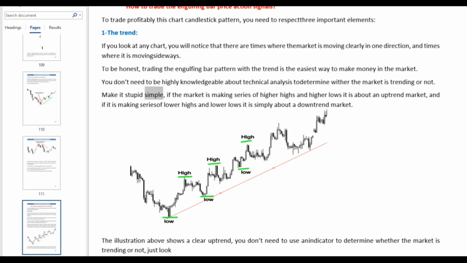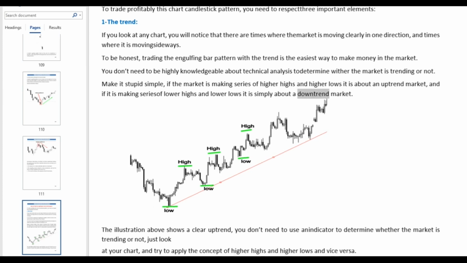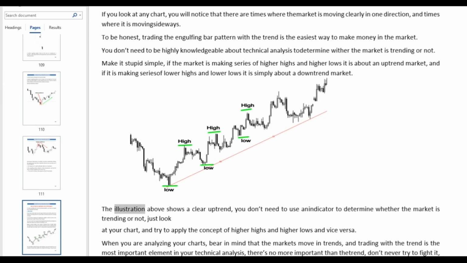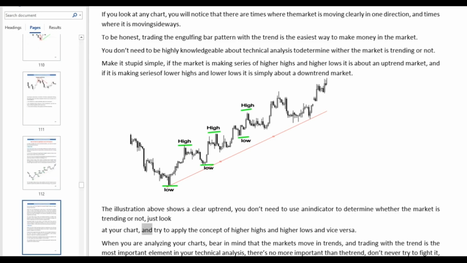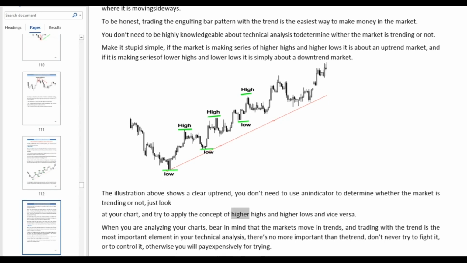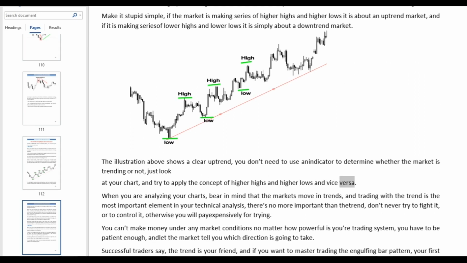Make it stupid simple. If the market is making a series of higher highs and higher lows, it is an uptrend market, and if it is making a series of lower highs and lower lows, it is simply a downtrend market. The illustration above shows a clear uptrend. You don't need to use an indicator to determine whether the market is trending or not. Just look at your chart and try to apply the concept of higher highs and higher lows, and vice versa.